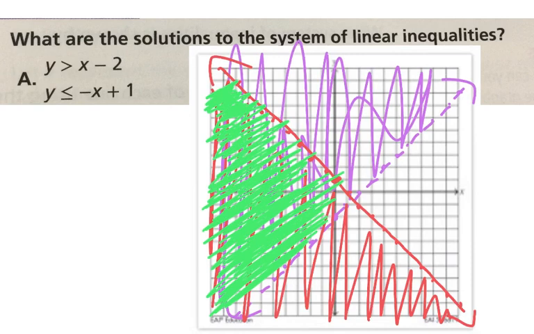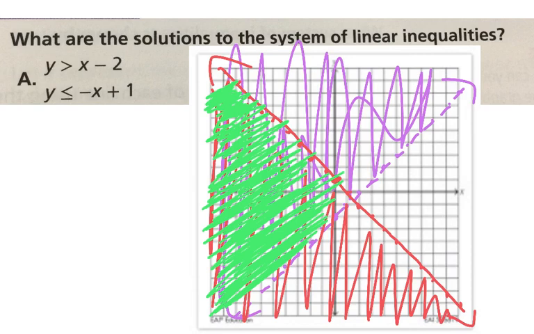So this part is the answer. Now, here's my question. A point that's on this purple line. So, let me find a point. Negative 3, negative 5. It's going to be hard to see. It's right here. Negative 3, negative 5. Is this a solution? No, it's not. Yes. Yeah, it is. No, because that one is. It is on the purple line.